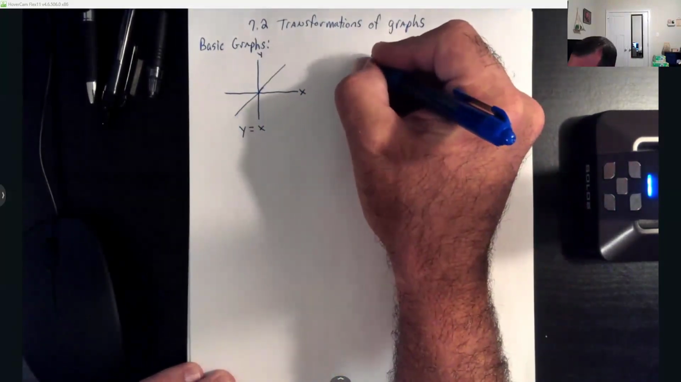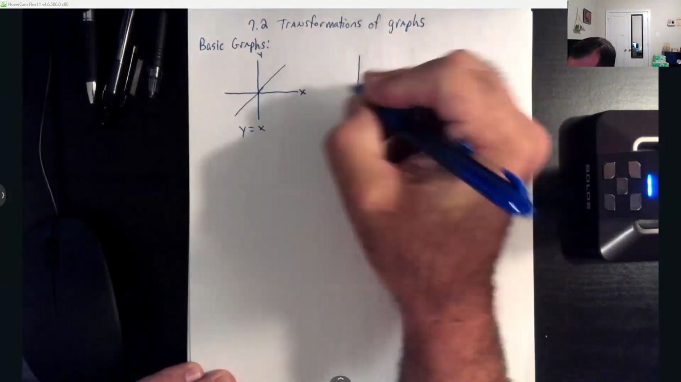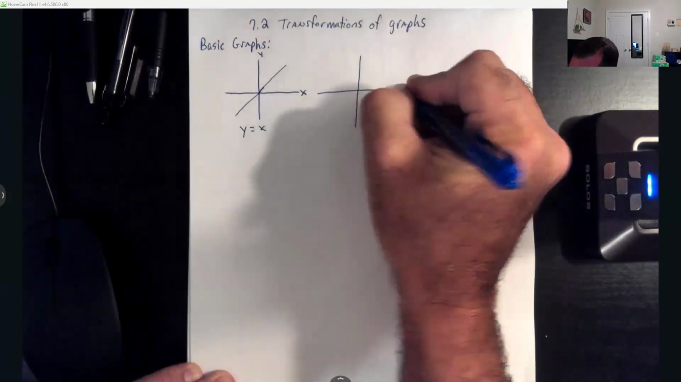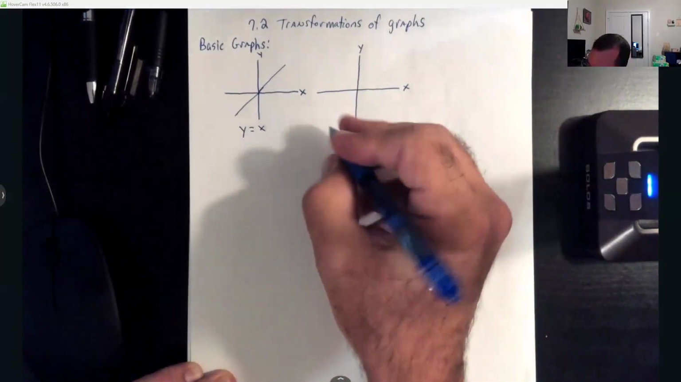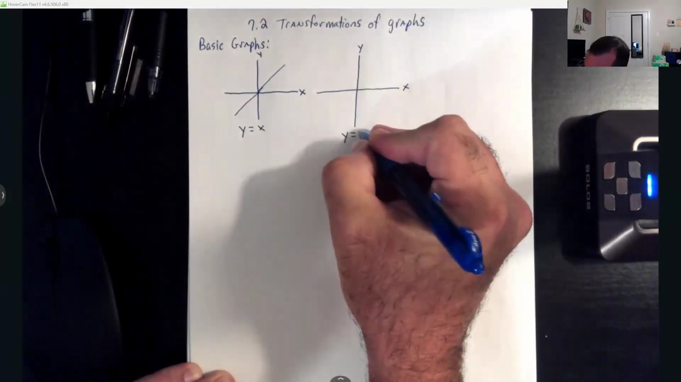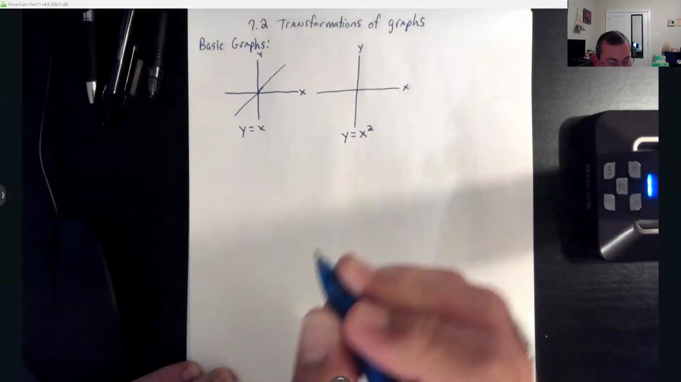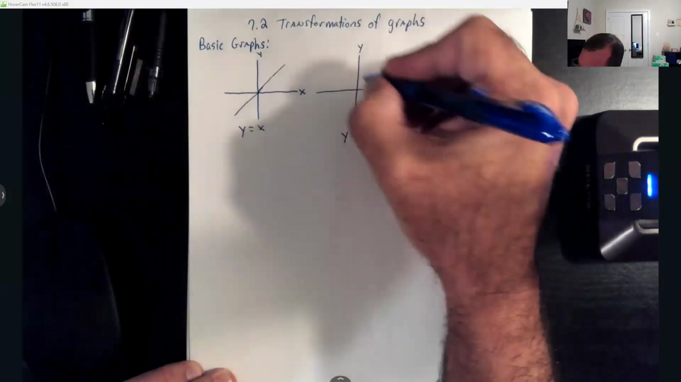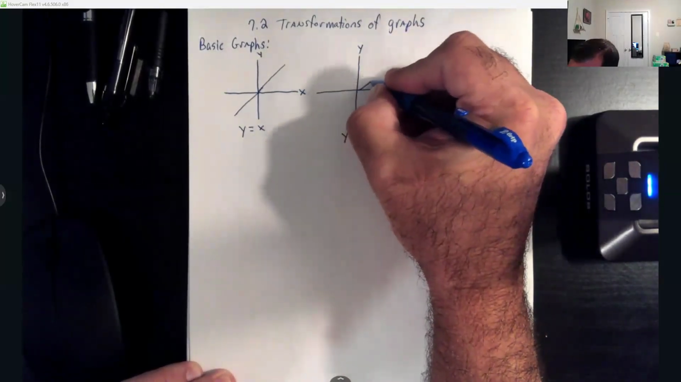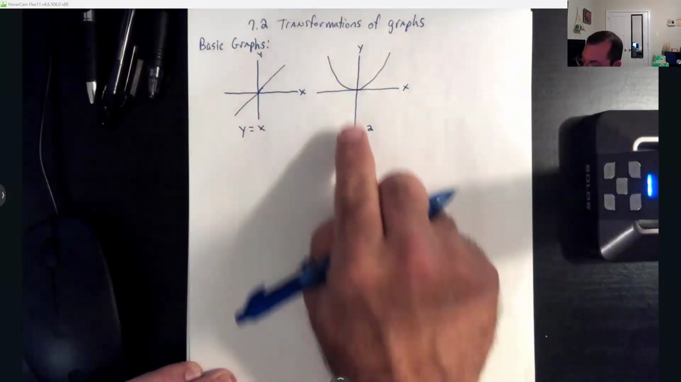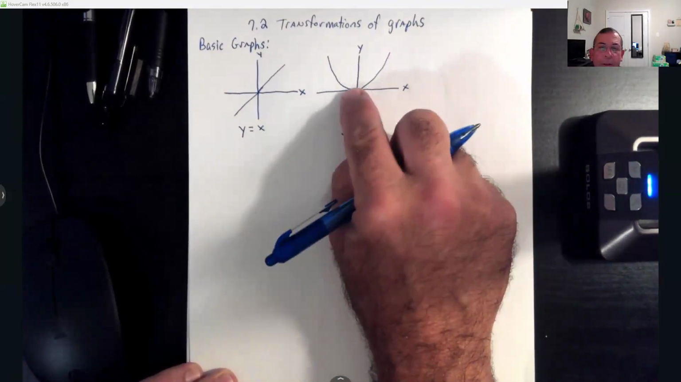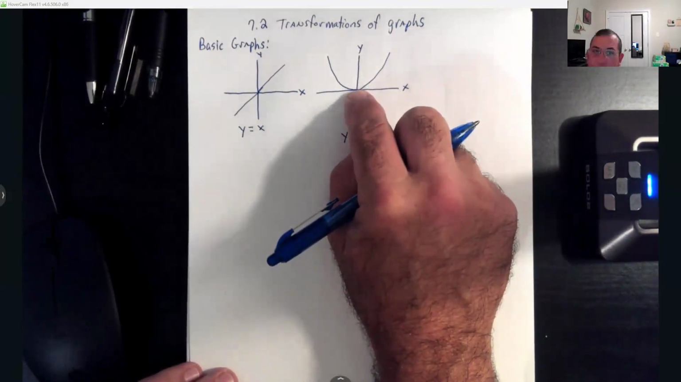So the second basic graph is going to be the y equals x squared graph. You all remember the x squared graphs are the parabolas we've been drawing. And they make the U shape, touching the origin, okay?